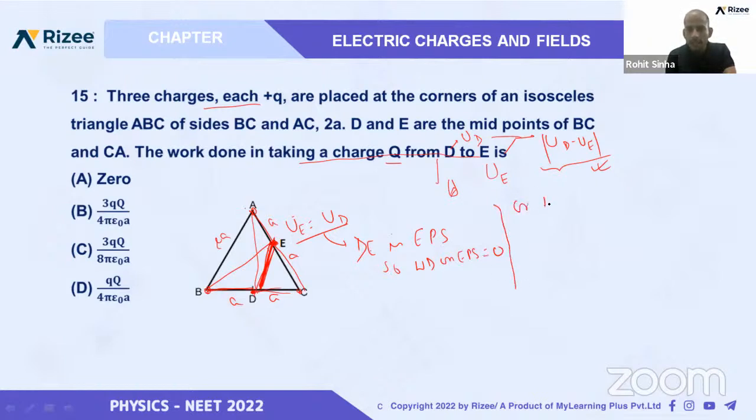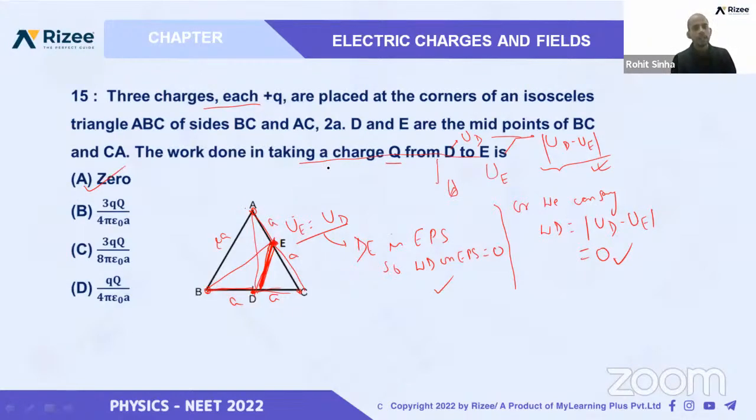Or we can say like this, work done is equal to UD minus UE, and we have seen that both are equal, so it will be 0. By both ways we can say. Okay, so the answer will be 0.